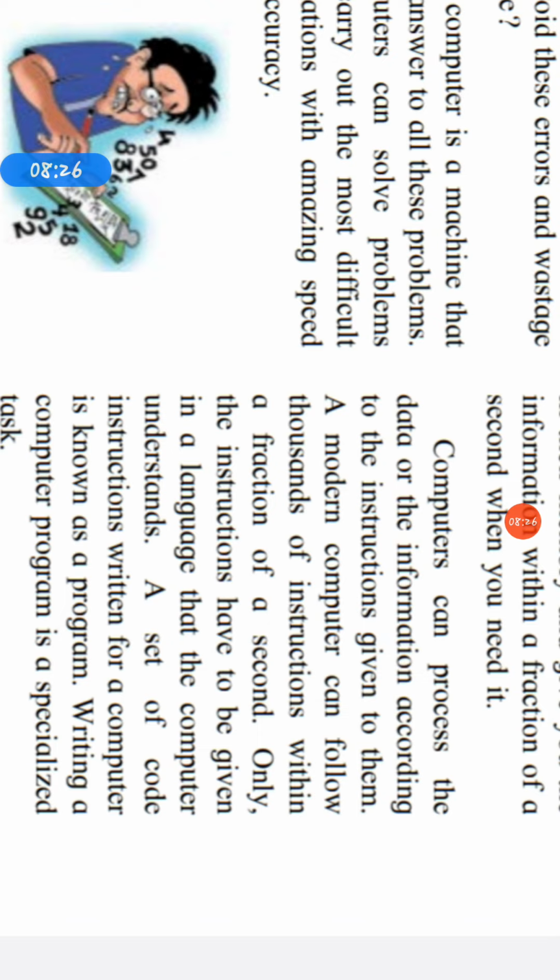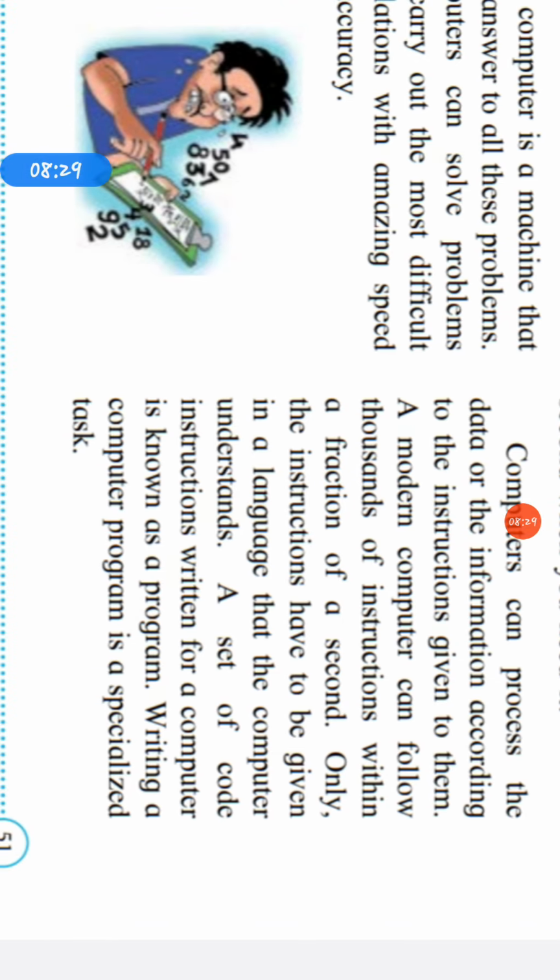A set of code instructions written for a computer is known as a program. A set of code means a system of words, letters, numbers or symbols that record information in a shorter form. So there are sets of code instructions written for the computer, which is known as programming. As you said, we have to do the programming of a computer. That means we have to store some instructions or code into the computer so that the computer understands that language.